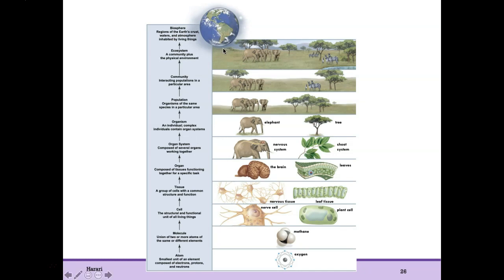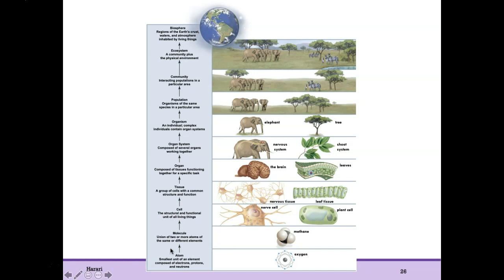So now let's go from the top down. The biosphere is all regions of Earth that can support life. The biosphere is composed of different ecosystems, and ecosystems consist of communities of different populations of organisms. An organism consists of organ systems. Organ systems are made up of organs, which are composed of tissues. Tissues are made up of cells. Cells are made up of organelles, which are made up of molecules, which are made up of atoms.